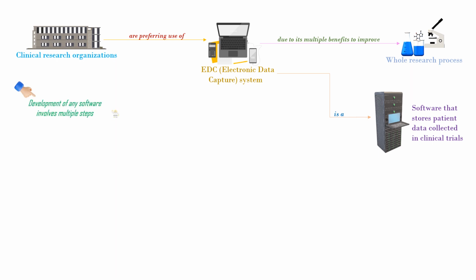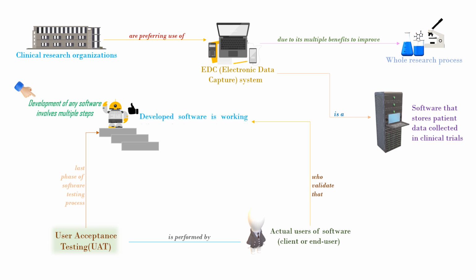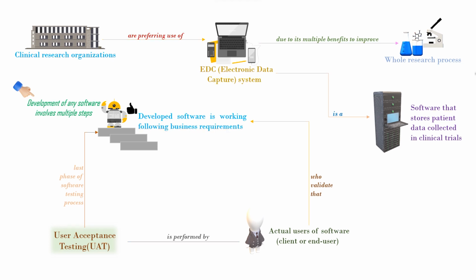Development of any software involves multiple steps. UAT is the last phase of software testing process. This test is performed by the actual users of the software, that is, the client or end user who validate that the developed software is working in accordance with the business requirements. This test must be conducted before moving the software to the real world environment.